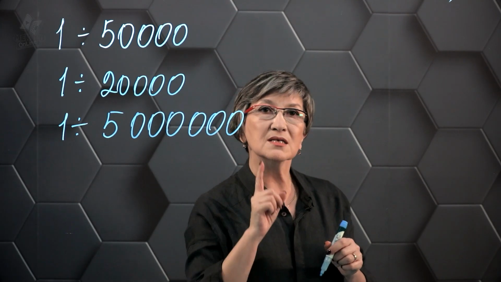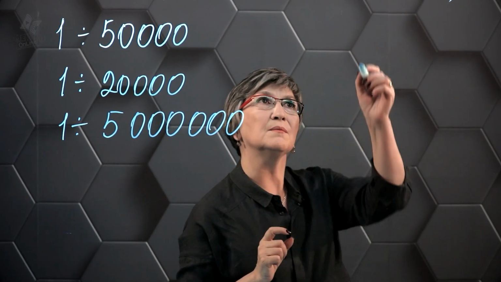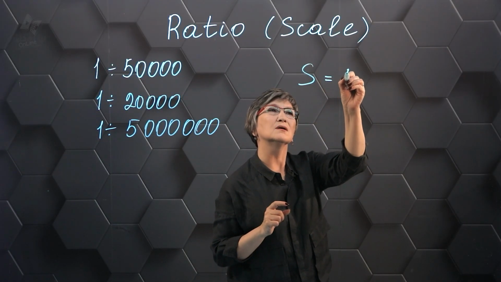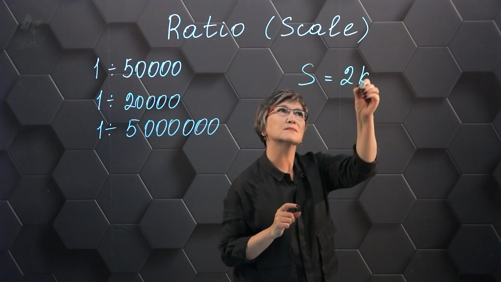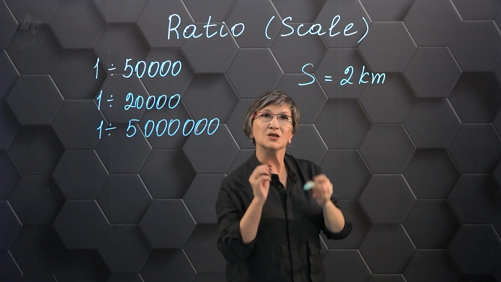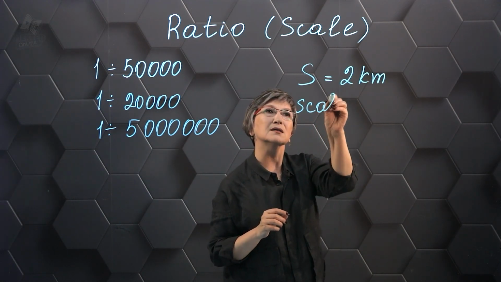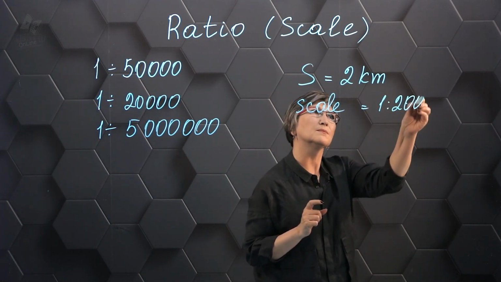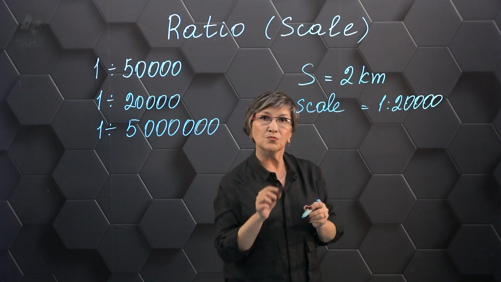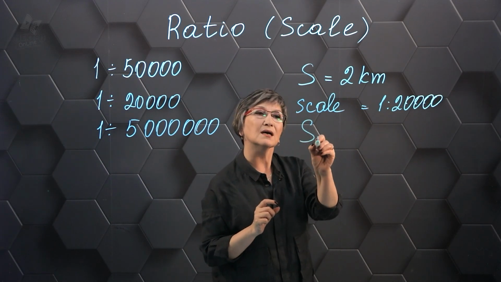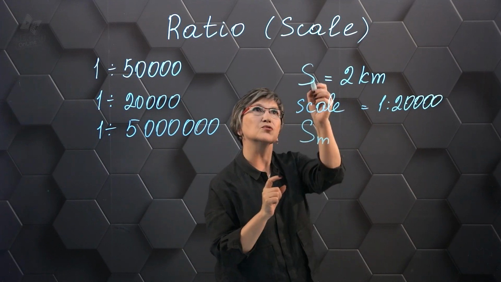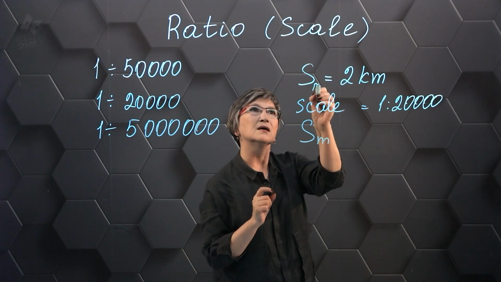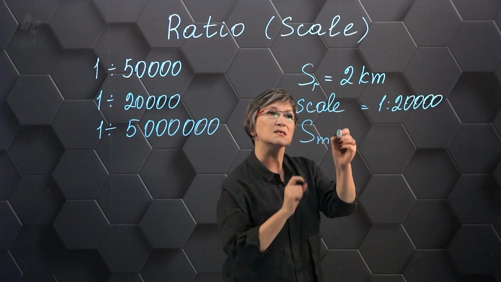The distance between two cities is equal to 2 kilometers. If the scale of the map is 1 to 20,000, what is the distance on the map? Let me write down that this is the distance on the ground, the real distance, and this is the distance on the map.